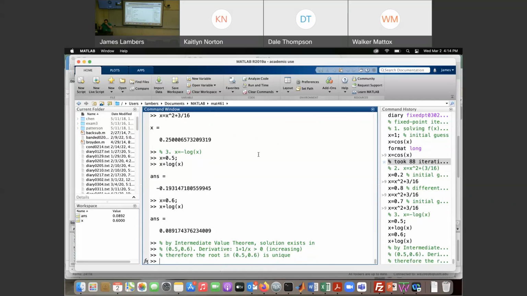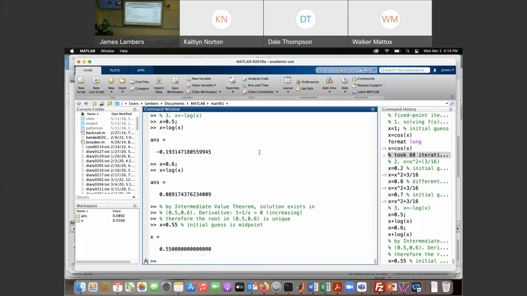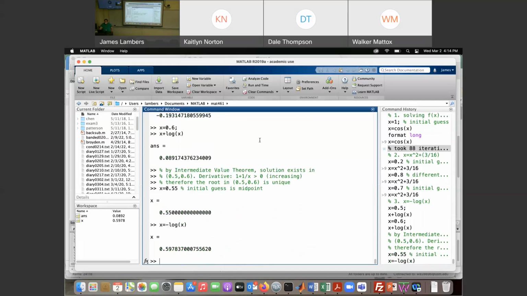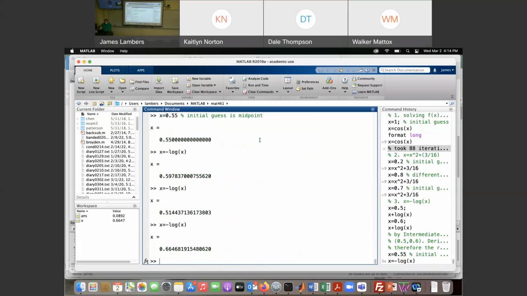Okay, so let's see if we can find that root. So I'll just choose the midpoint of this interval where we know a root exists. All right, so I do x equals minus natural log of x. All right, still in the interval. But now we're outside the interval. That's not good. And it keeps getting worse. Now we have a negative value of x, and natural log is not defined there, so now we get a complex value. So this bombed.